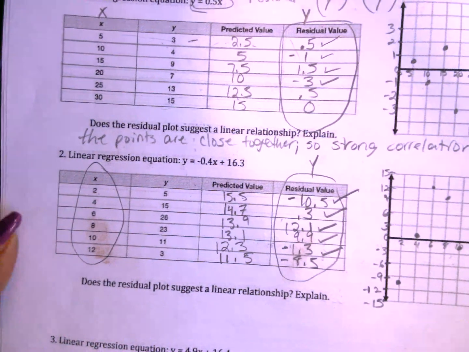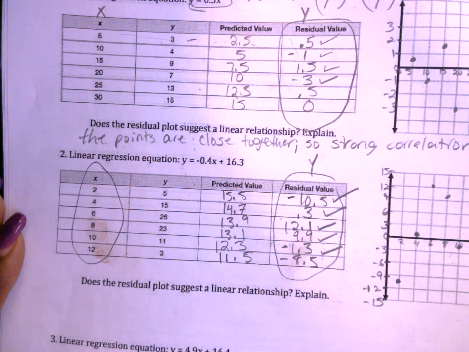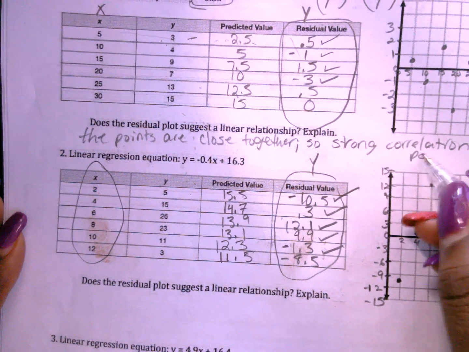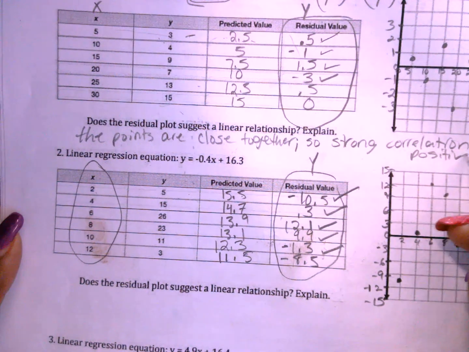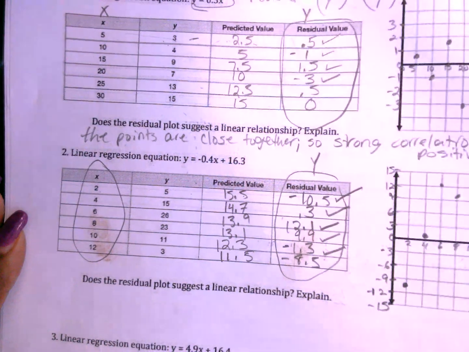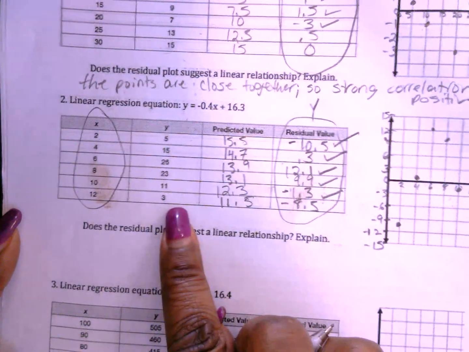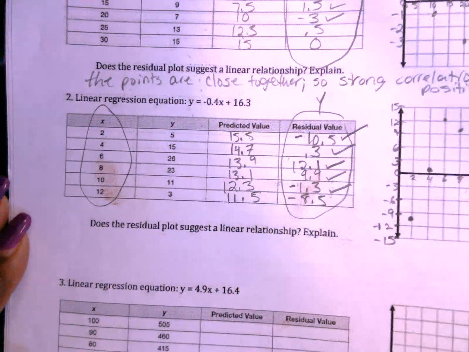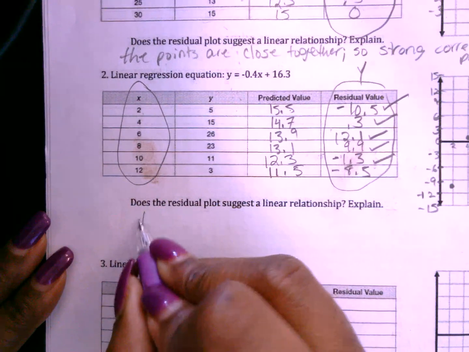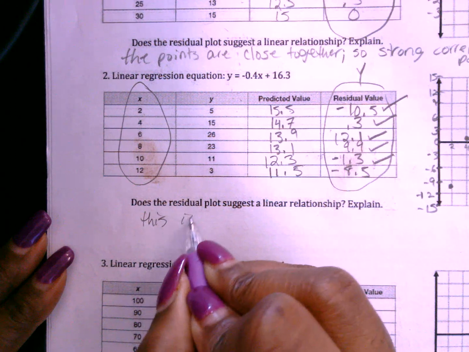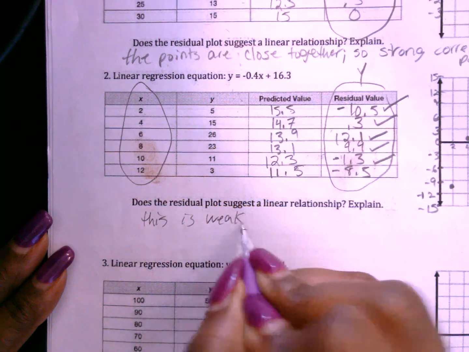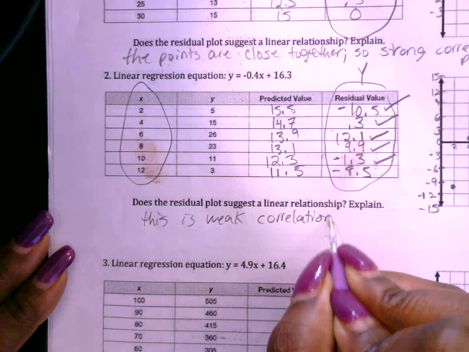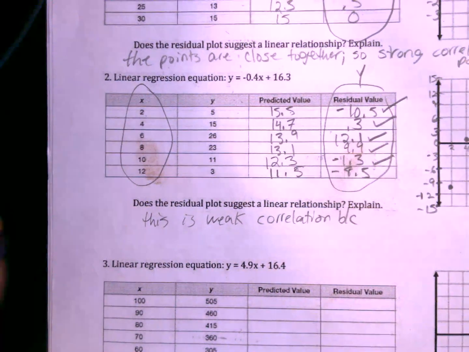Okay. And since the points are going up, it's a strong positive correlation. Okay. Now, these points, on the other hand, this is weaker because the points are spread out too far. This is a weak correlation. It's a weaker correlation because the points are spread far apart.